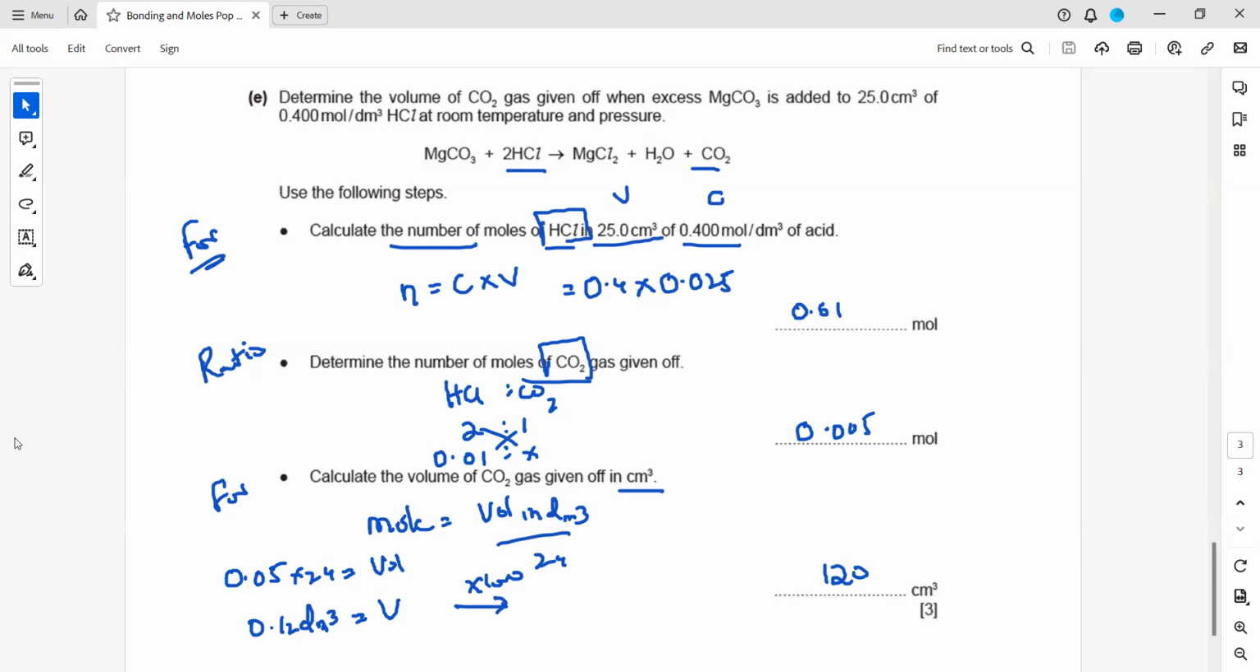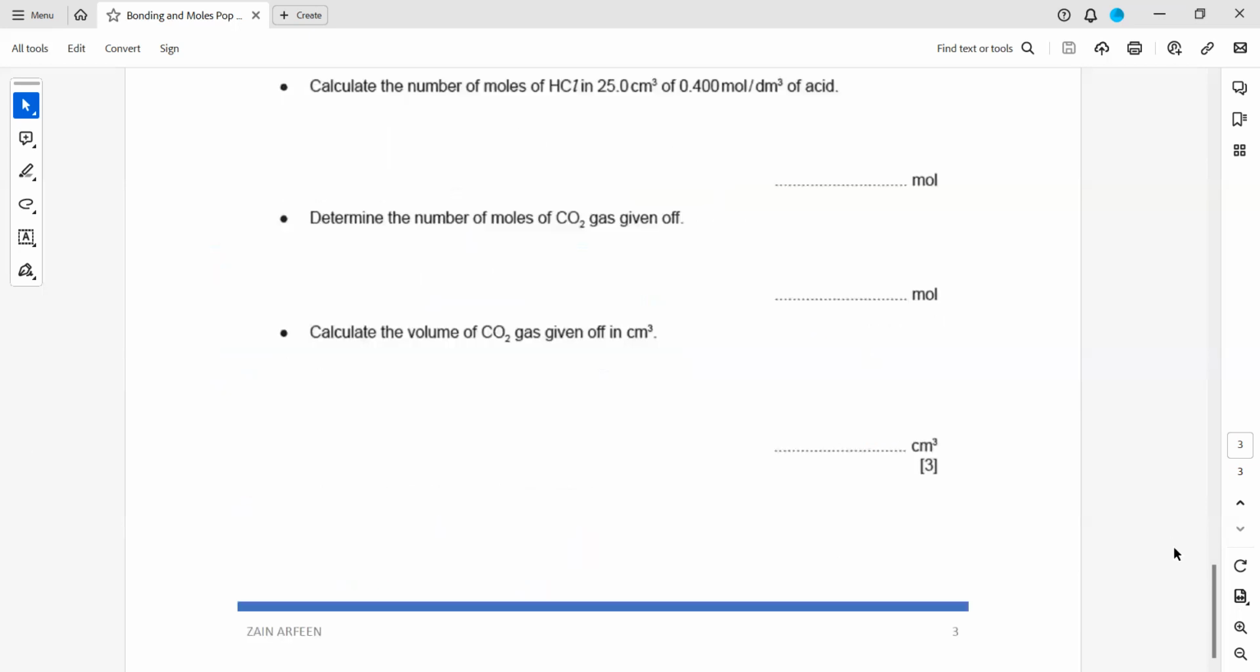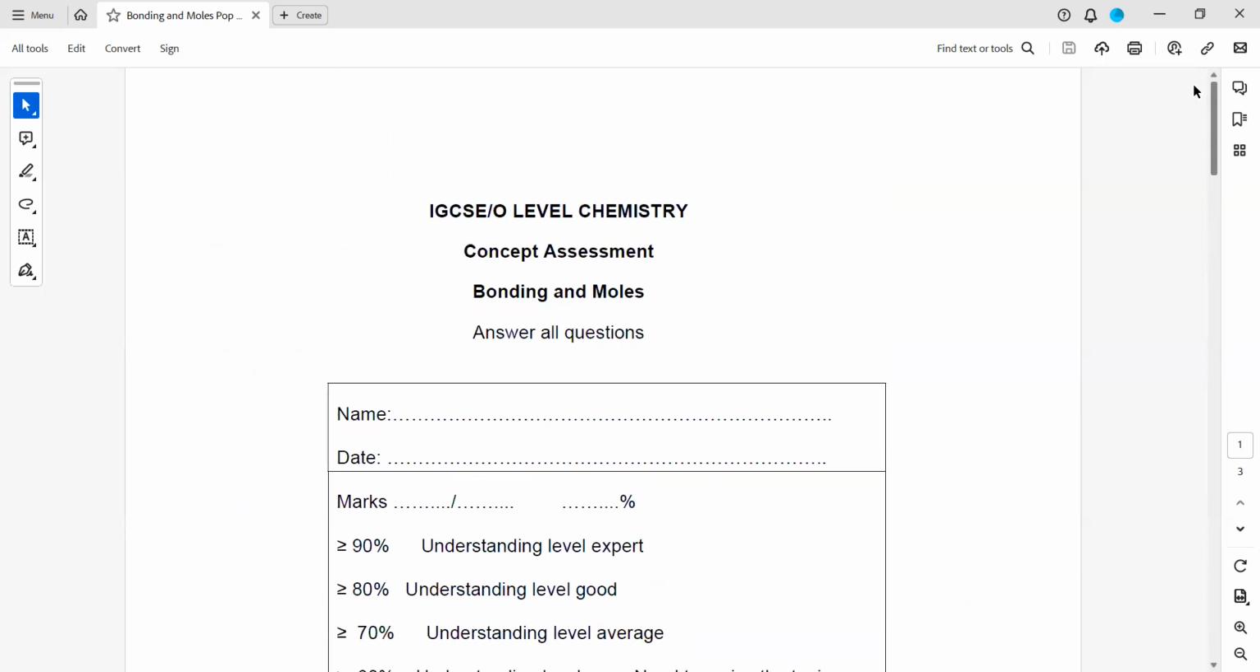Is it clear, this one, the last one? So this was a pop quiz which was related to bonding and moles.